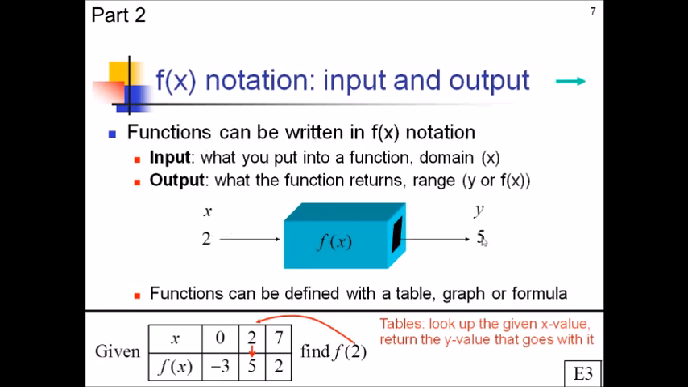Now, to represent this algebraically, we can write f of 2 equals 5. The input to my function is 2, the output is 5. The value of my function at an x value of 2 is 5. Any of these ways of representing it.